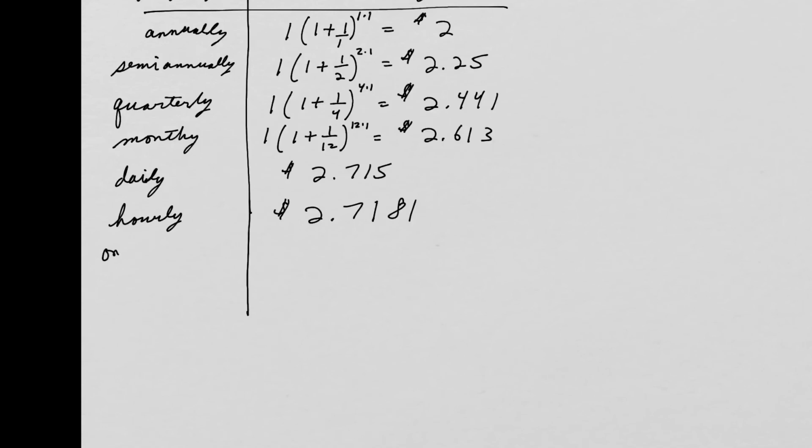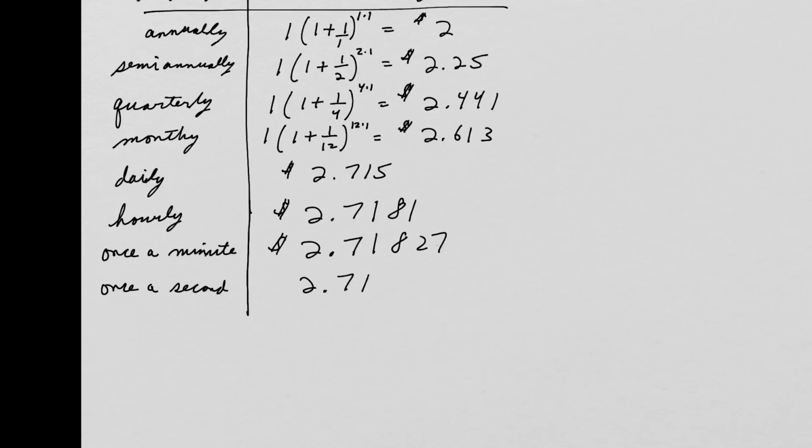If you do once a minute, so now K is some huge value, right? It'll be 365 times 24 times 60, because there's 60 minutes an hour. So some really, really large number. You work this out, and you're going to find it's $2.71827. If you do once a second, it'll be 2.71828.